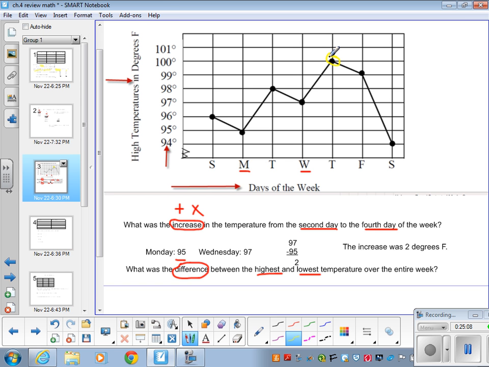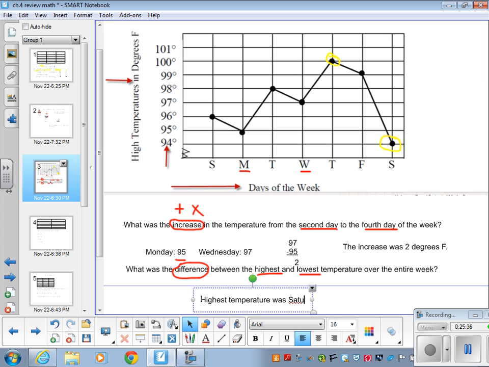I'm going to circle that in yellow. And which number is the lowest, the temperature the lowest? Whoa, Saturday was the lowest temperature. They want to know the difference. So this one, they want to know the difference between the highest and lowest temperature. So the highest temperature was Saturday. And the temperature was, let's see.